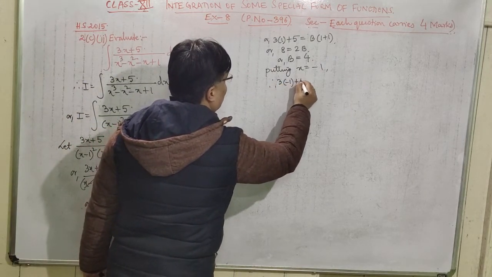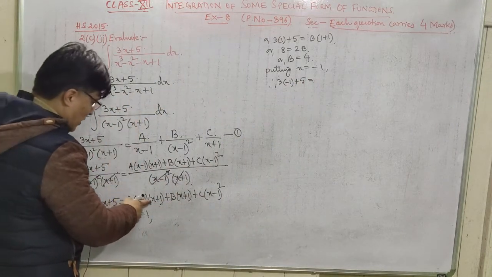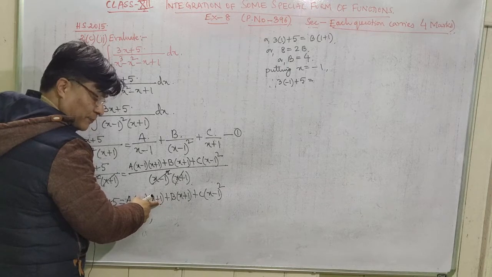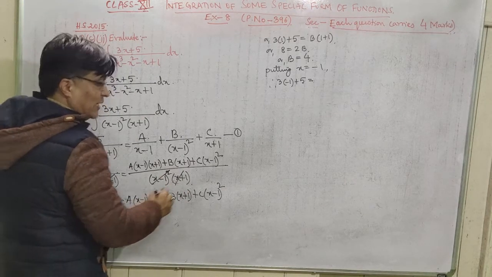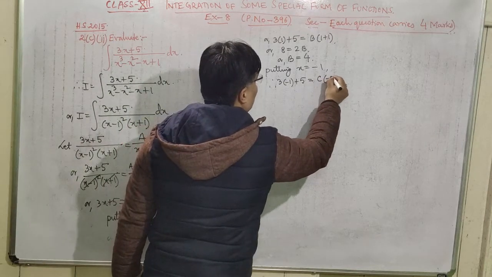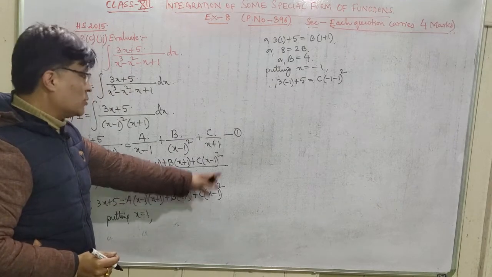3 into minus 1 plus 5 is equal to, next, if you put x is equal to minus 1, this term x plus 1 will be 0. This first term will be 0. You will get only c into minus 1 whole square.